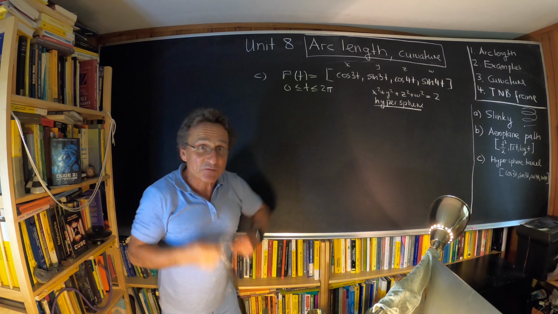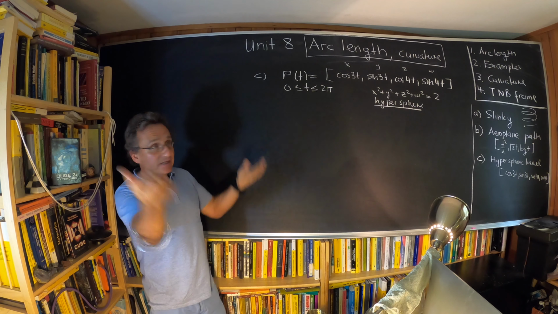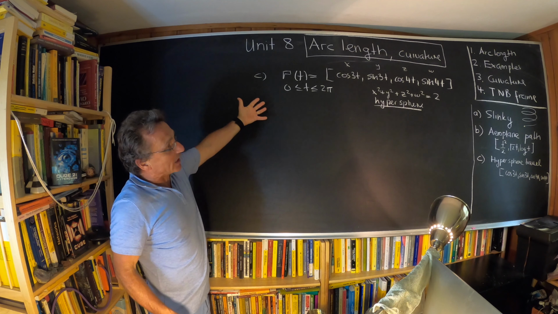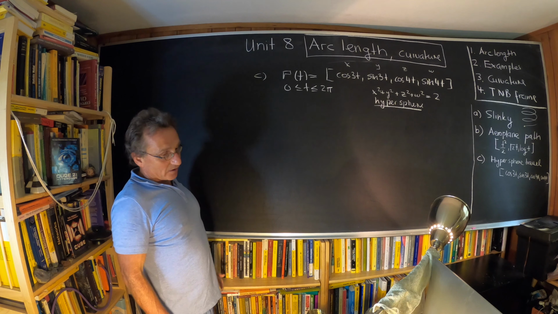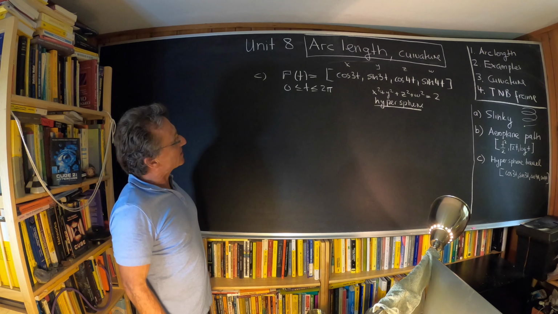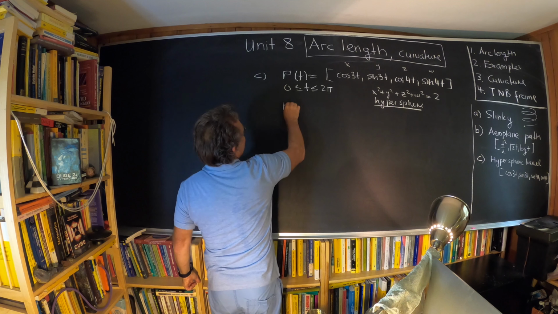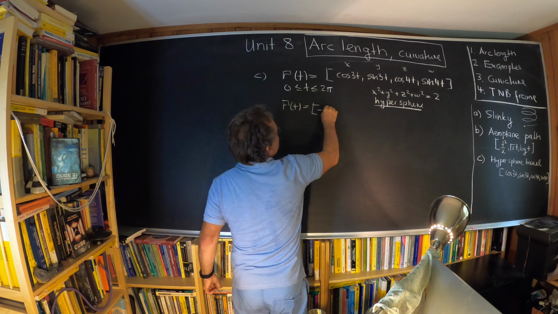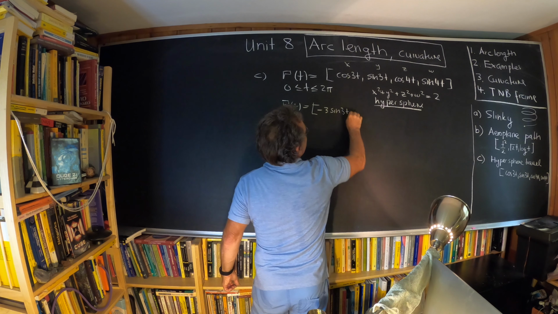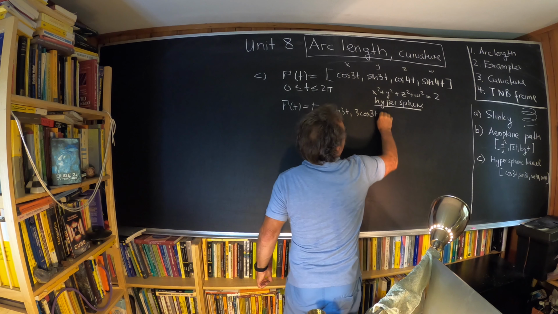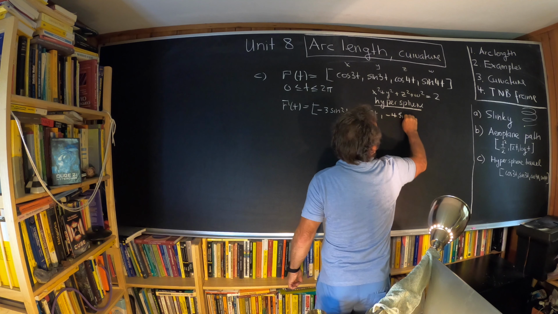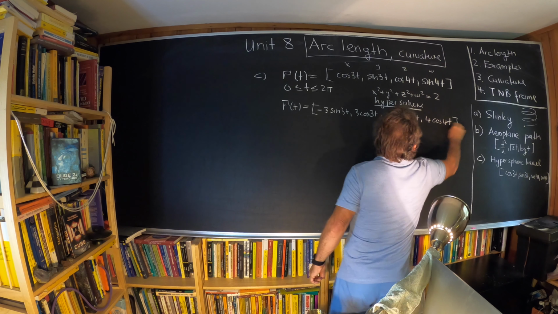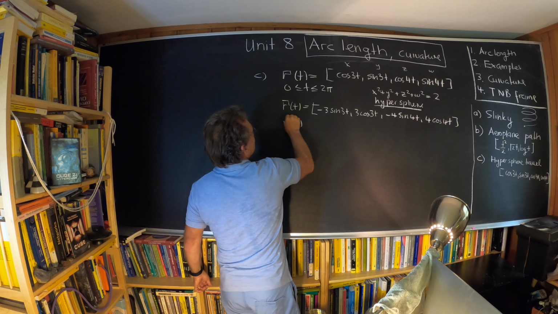Now the arc length formula which we have derived also works in higher dimensions, in any dimension. So let's compute the length of this curve in four-dimensional space on this sphere. We do the same thing: we compute the velocity, r prime of t, which is minus 3 sine 3t, 3 cosine 3t, minus 4 sine 4t, 4 cosine 4t. Then we can compute the speed.